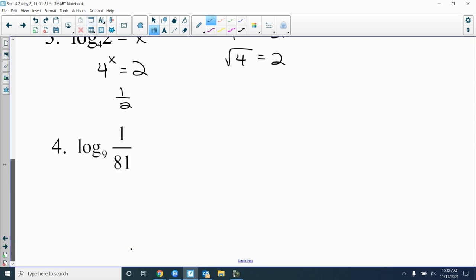All right, log base 9 of 1 over 81. All right, you know that just looking at it. Okay. What's it going to be? Andrew? What do you say? 1/9. Ooh, no. No, Justin. -2.